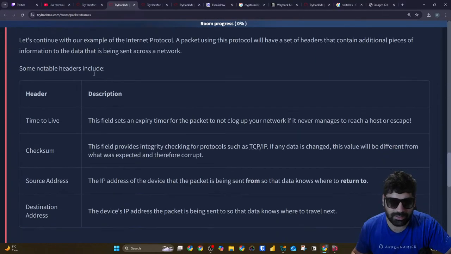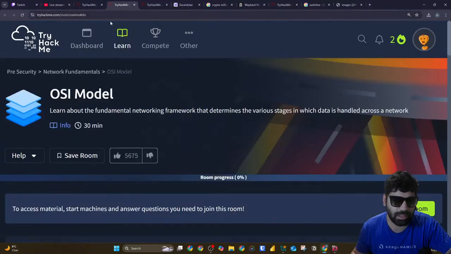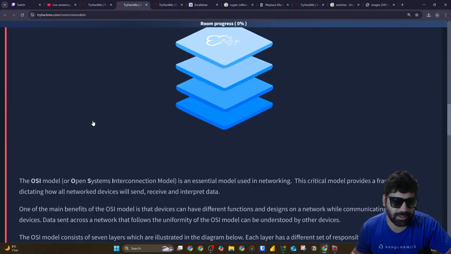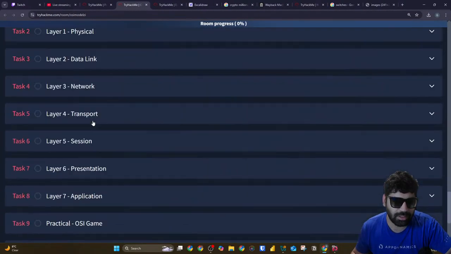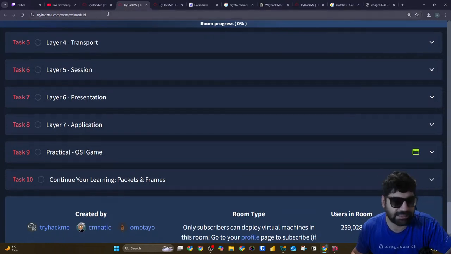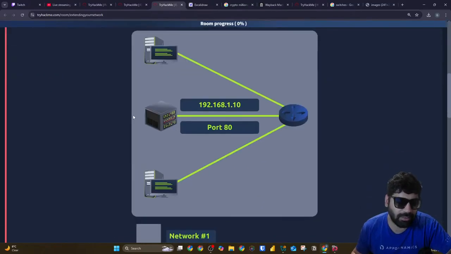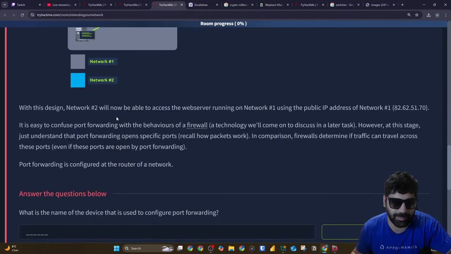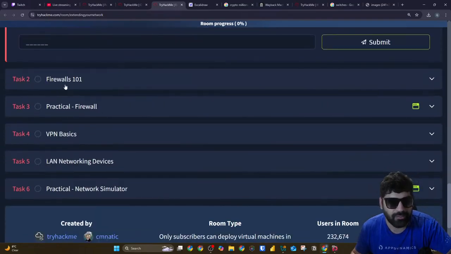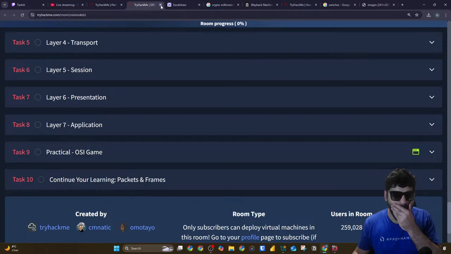Let's see. Packets and frames. Yeah, TCP, UDP, ports 101. OSI model, the next one. Layer 1. Every layer is being talked about here, which is good to know. But once you start playing with Wireshark, like the videos I put, you will become very good with it. Firewalls and stuff. Okay.